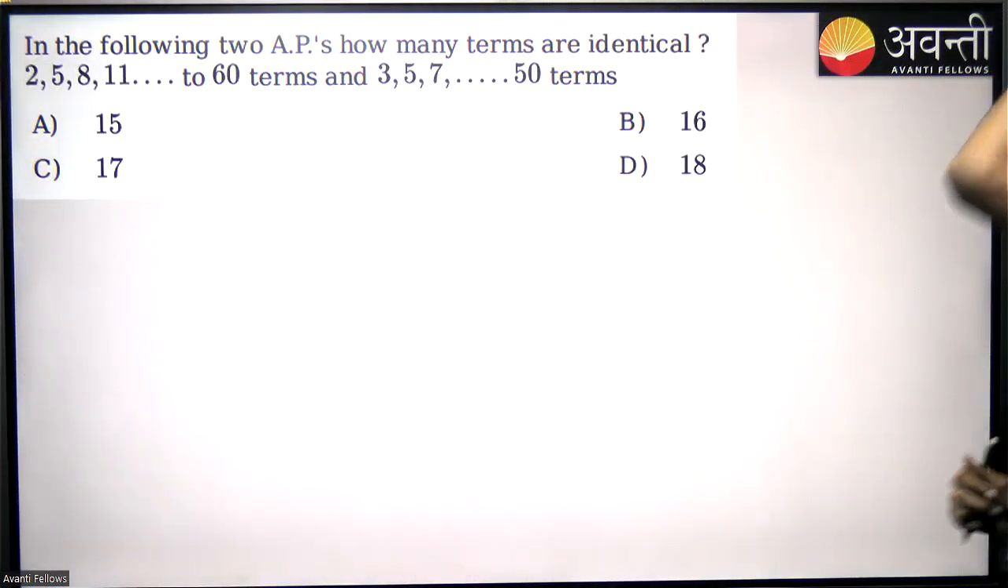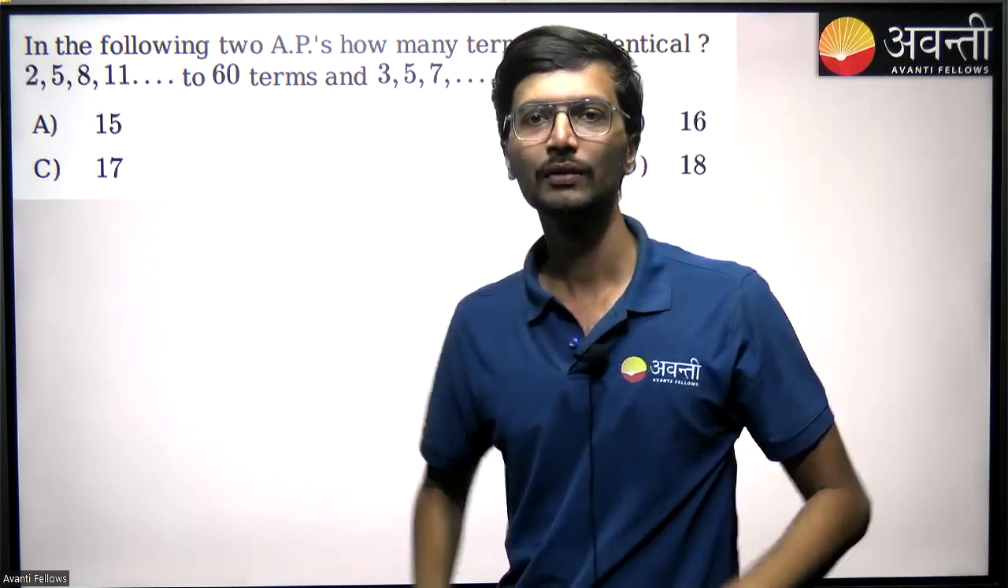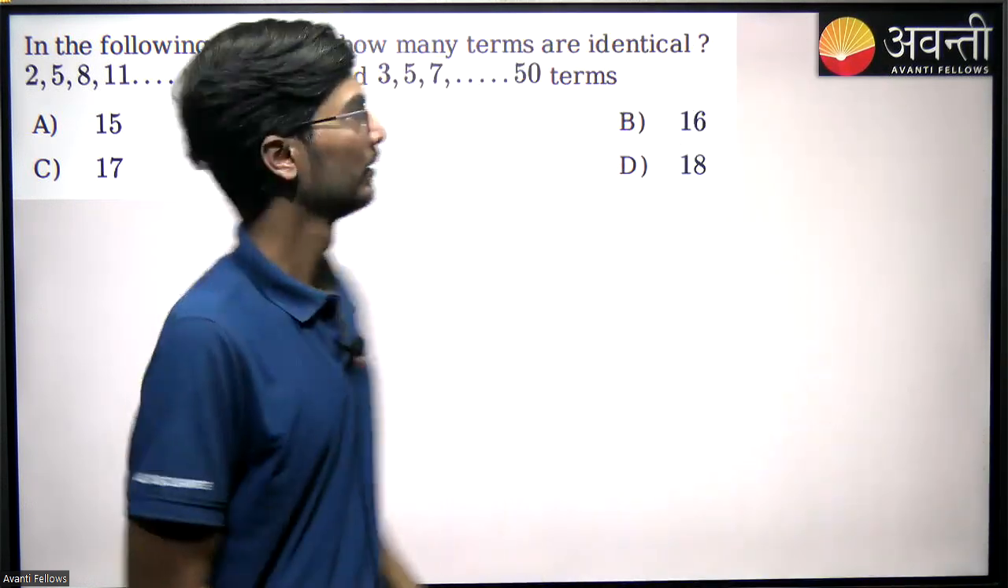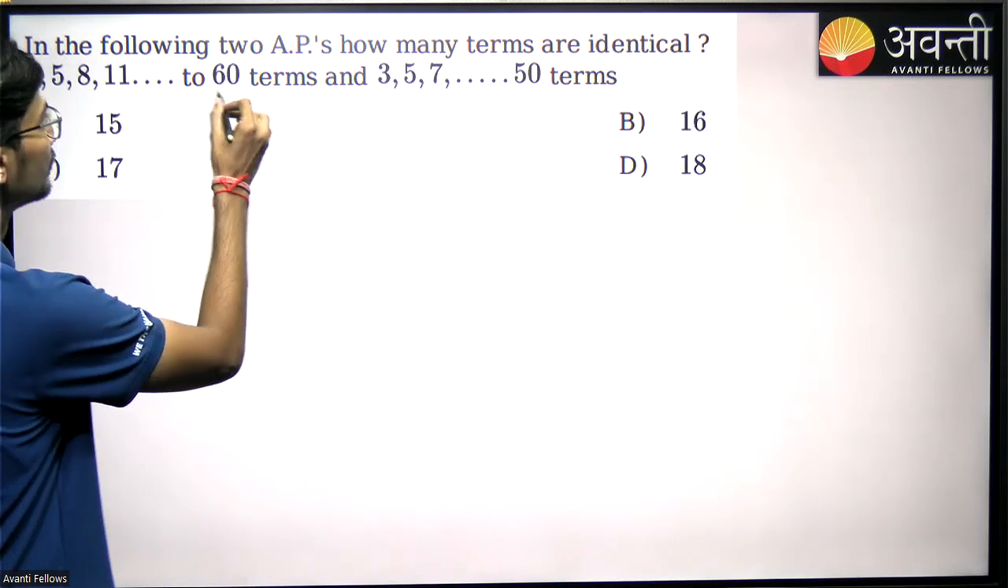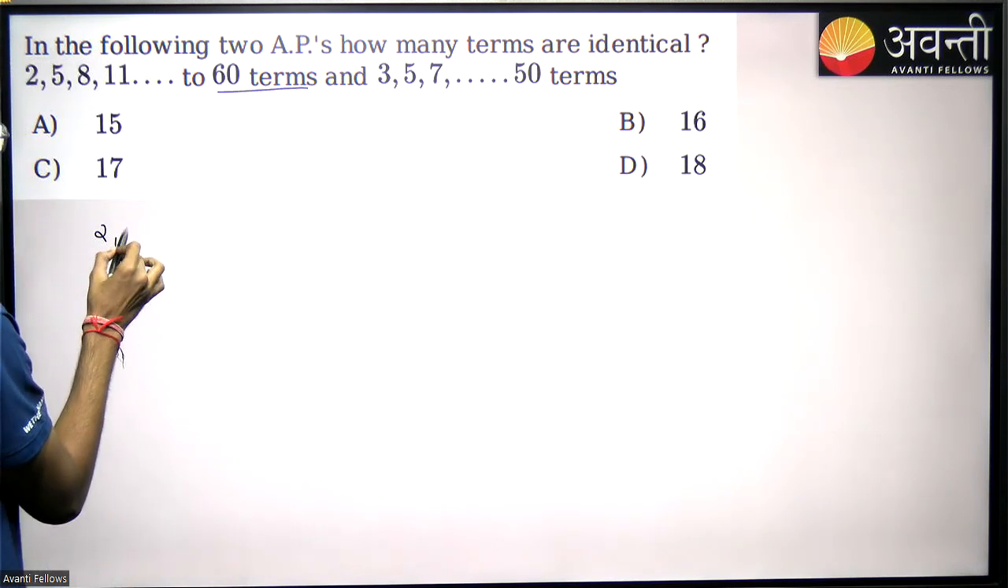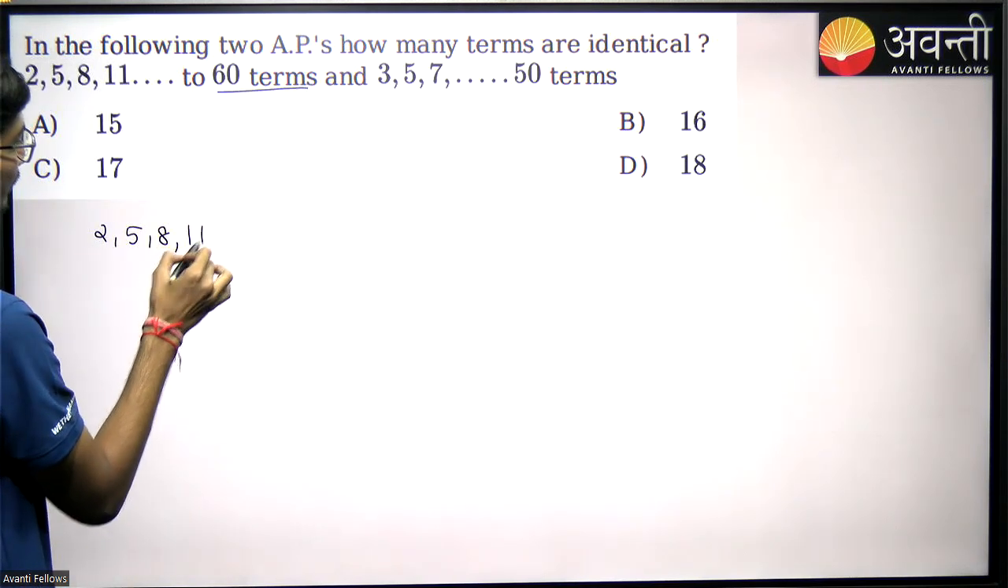Let's see this sum. In the following APs, how many terms are there? This is a good question, but it's a very standard question, you see. So let's say here we have 60 terms. So for this AP, 2, 5, 8, 11.